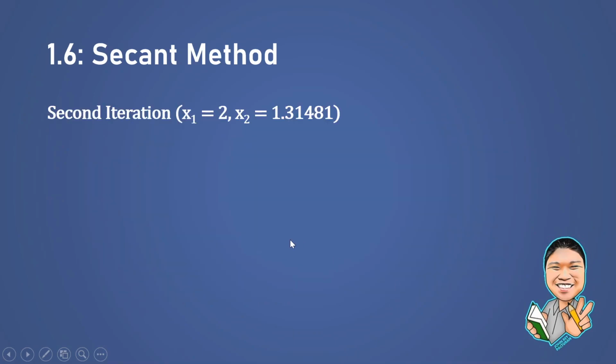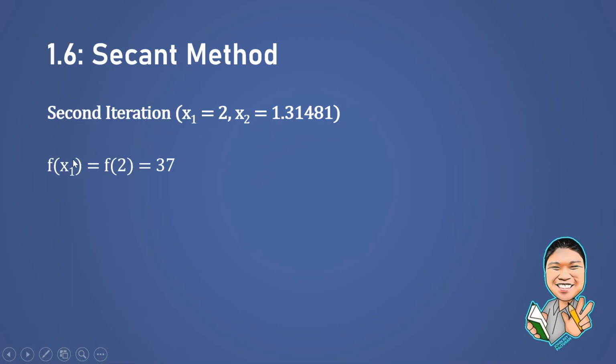For the next iteration, x sub 1 is 2 and x sub 2 is 1.31481. Of course, kasi 'di ba ito yung last na nahanap natin. So, baka kasi yung iba, sir, 'di ba dapat ito yung x sub 1? No. Okay lang na mas maliit ito, class. Walang problema dito. This is not a bisection method. This is not the false position method. This is a secant method. So, okay lang yan kahit mas maliit yung next value.